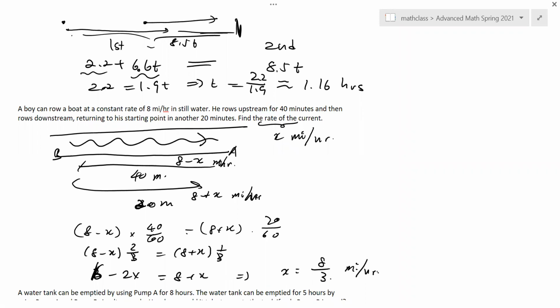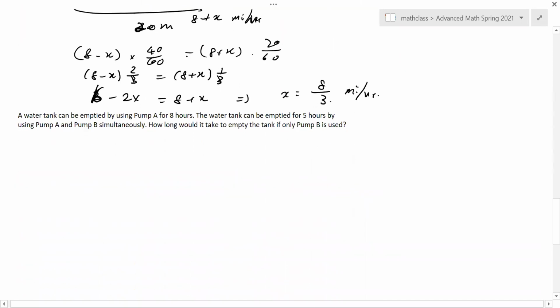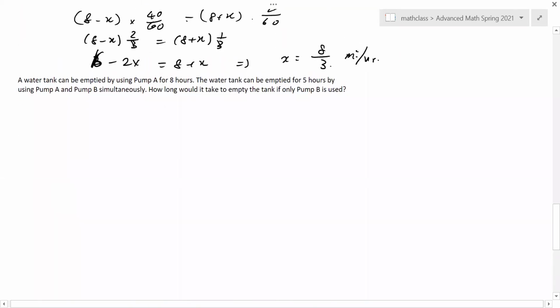If you couldn't solve this problem, try the next one. This is also a very typical problem. Okay, draw the picture. A water tank can be emptied by using pump A and pump B for 8 hours, and the water tank can be emptied in 5 hours by using pump A and pump B together. So how long will it take to empty the tank if only pump B is used?